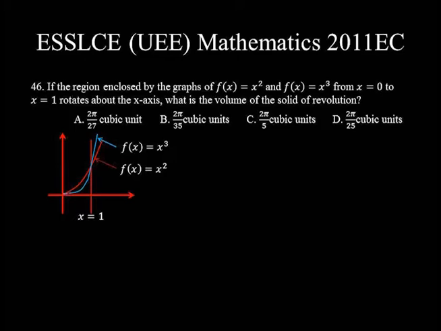The volume of a solid of revolution of a region enclosed by the curves is given by the formula V is equal to pi times the integral of x squared to the power of 2 dx, x ranging from 0 to 1, minus the integral of x cubed to the power of 2 dx, x ranging from 0 to 1, which is equal to pi times the integral of x squared to the power of 2, which means x to the power of 4, dx, x ranging from 0 to 1, minus the integral of x cubed to the power of 2, which means x to the power of 6, x ranging from 0 to 1.